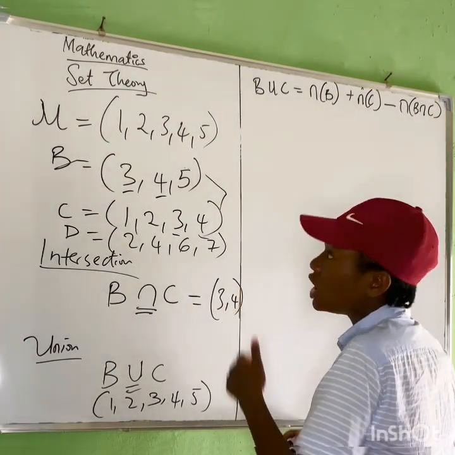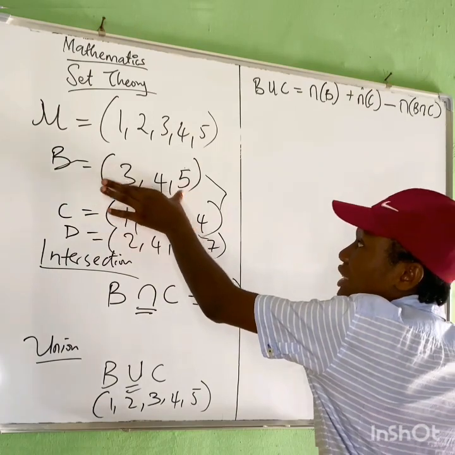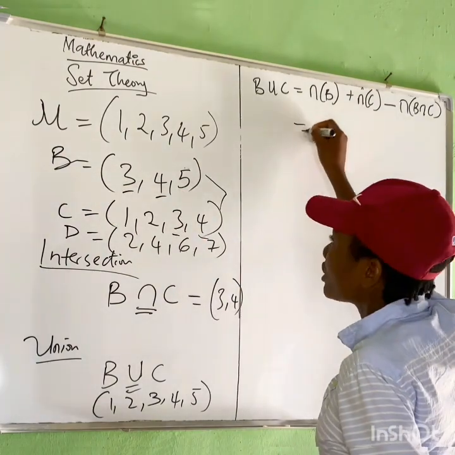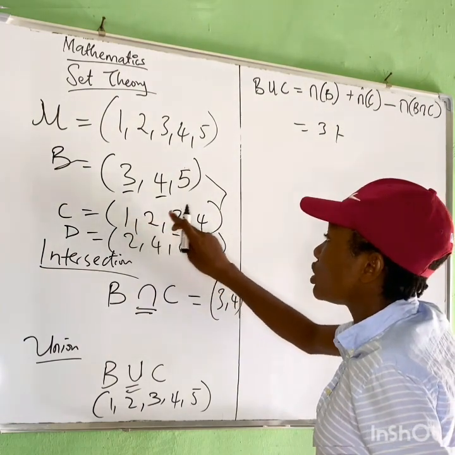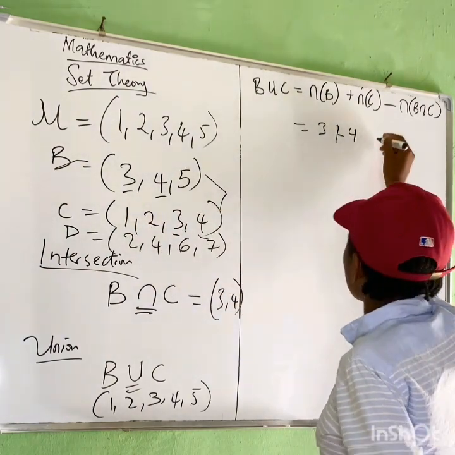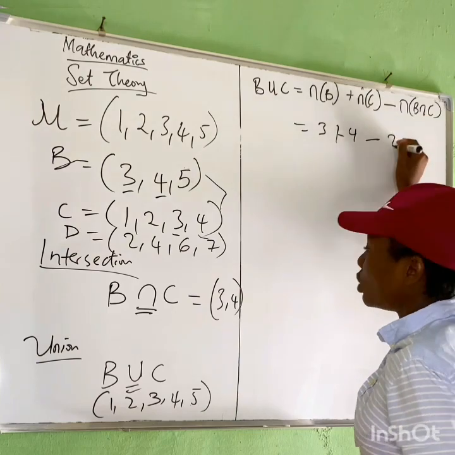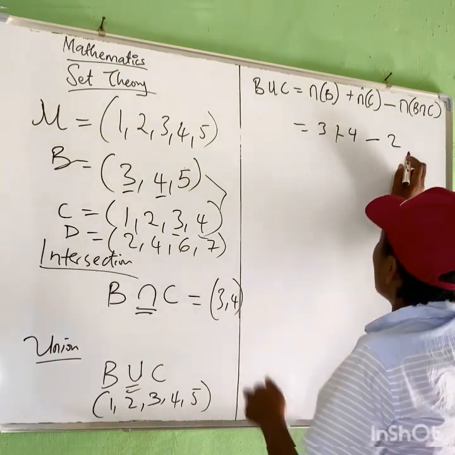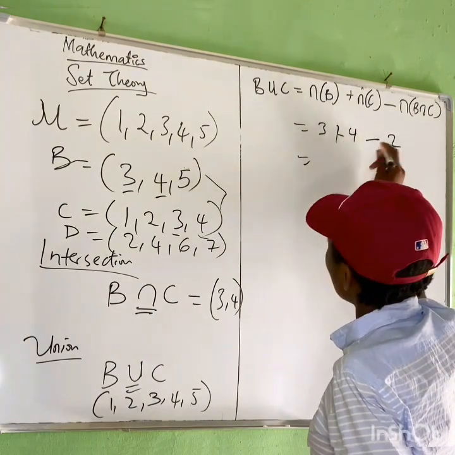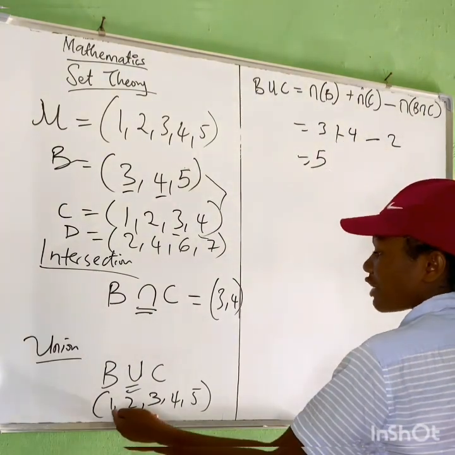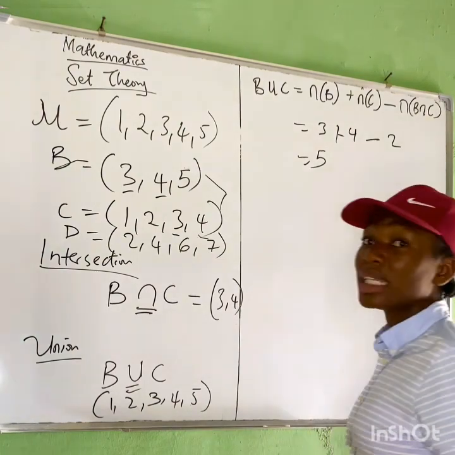I've shown you B intersection C, right? We have 2 elements. The number of elements in set B, we have what? 3. 1, 2, 3, right? 3 plus 1, 2, 3, 4, right? Then we have minus what? 2, which is our B intersection C. So the number of elements for B union C should be 4 plus 3, 7, minus 2, which is 5. So that means we have 5 elements, as you can see, without repeating any one.